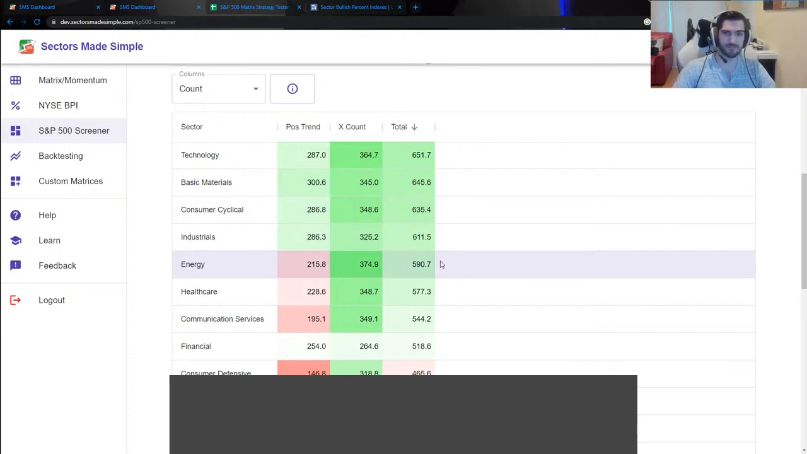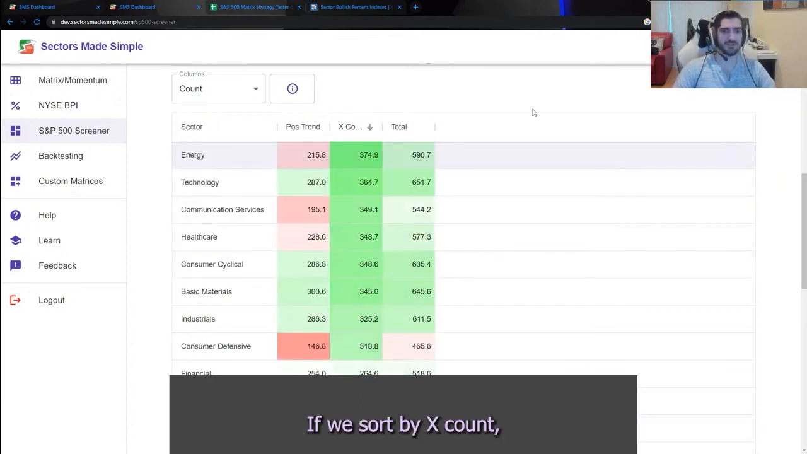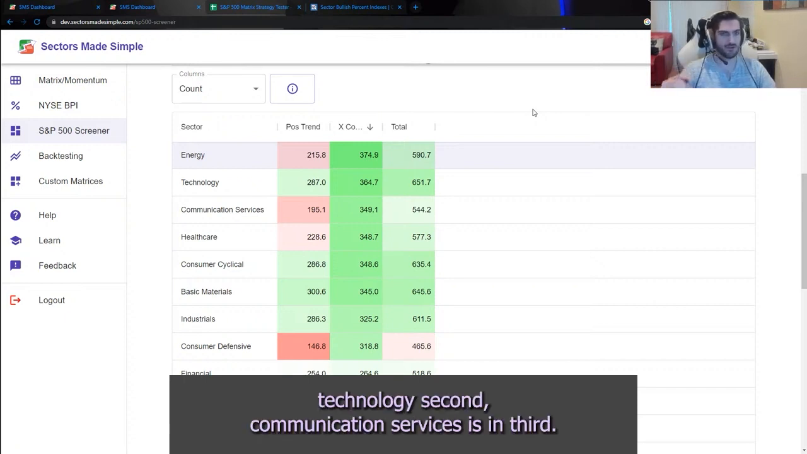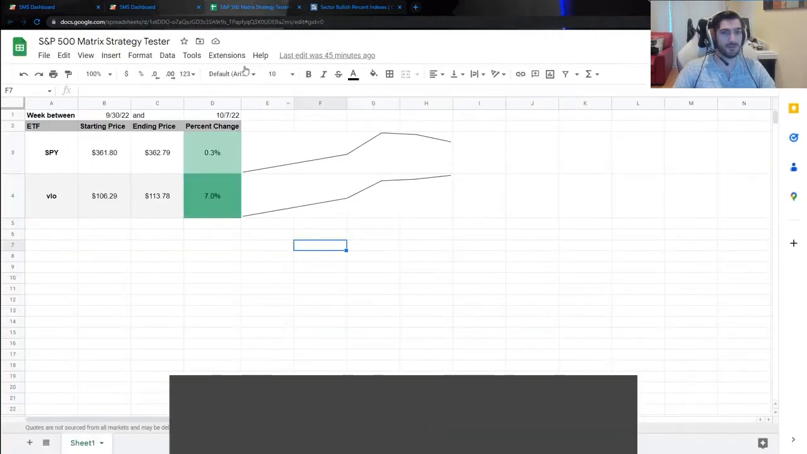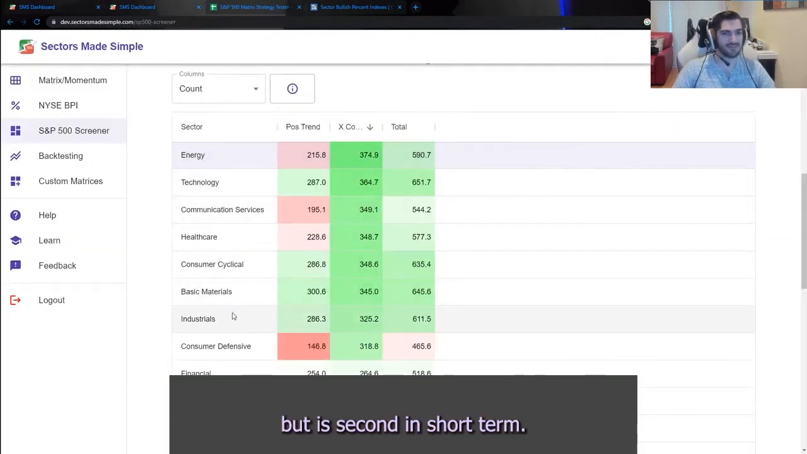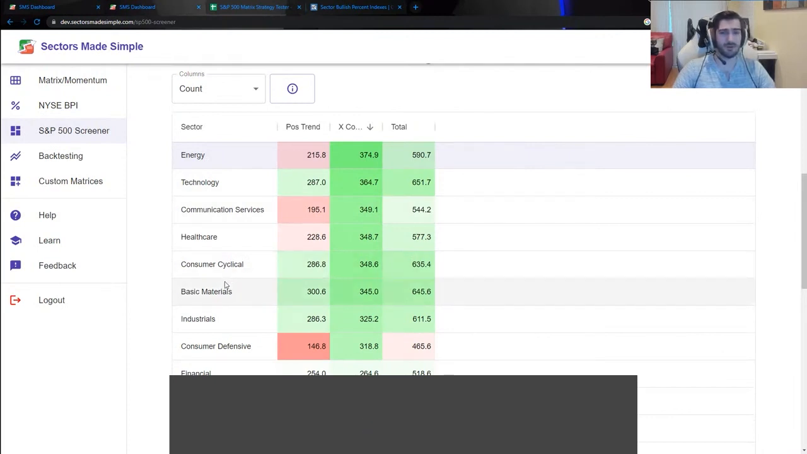Slightly different. If we sort by X count, it's once again different. Energy is first, technology is second, communication services is in third. Hello, communication services is last on the matrix, but is second in short-term X counts. The average X count within communications is ranked third on the matrix right now.